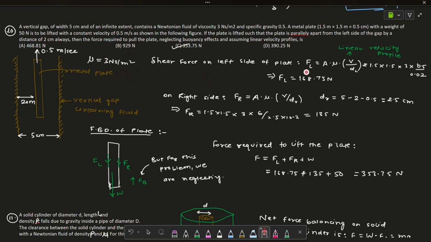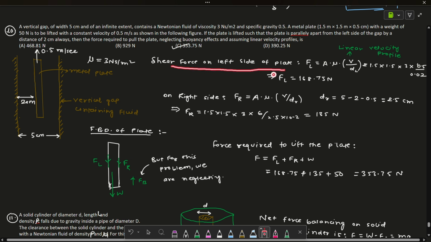Now we will apply the same formula, that is FL equal to A into mu into V by DL. As the linear velocity profile is mentioned here, we can use that V by DL directly. So area is 1.5 into 1.5 and mu is 3, right? It is given in the question. So 3 into velocity they are asking, so it is 0.5 meter per second, and DL, I mean the distance from the left hand side. So we are finding out shear force on the left hand side of the plate, from the left wall. So it is coming as 168.75 Newton.